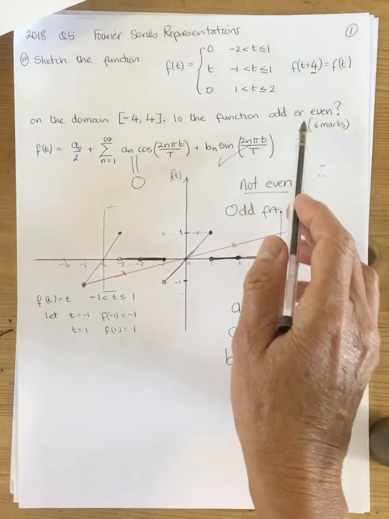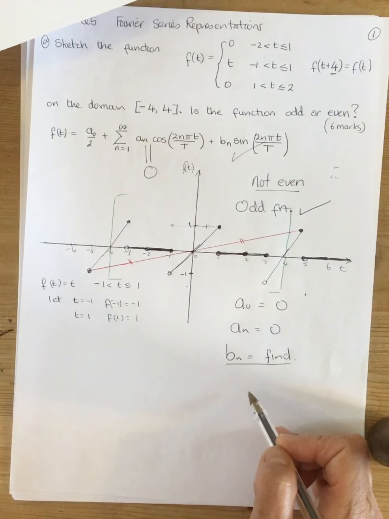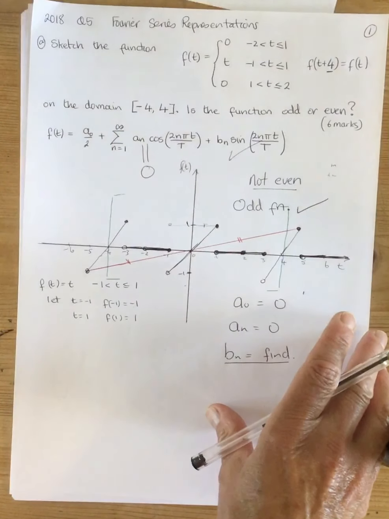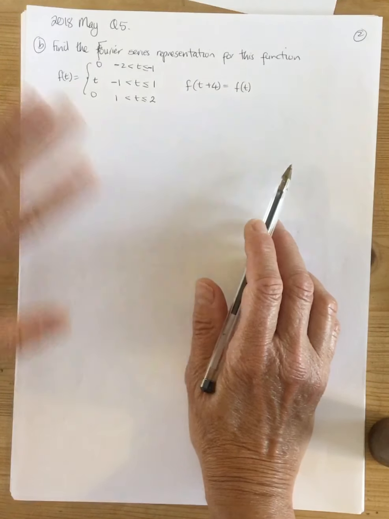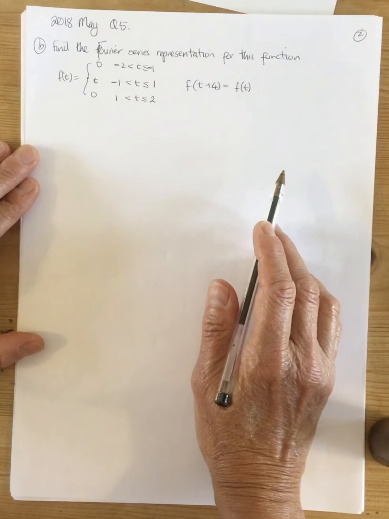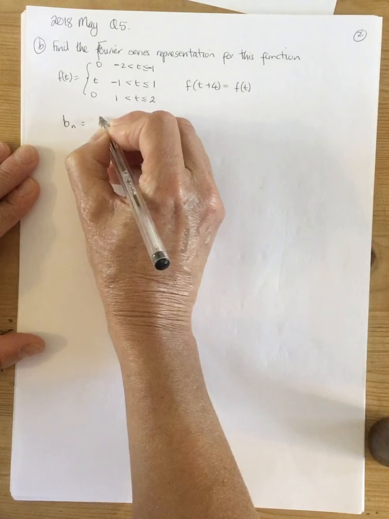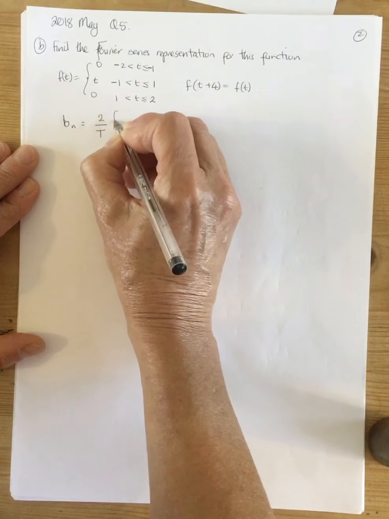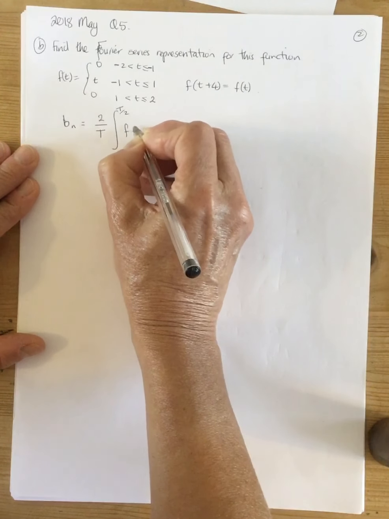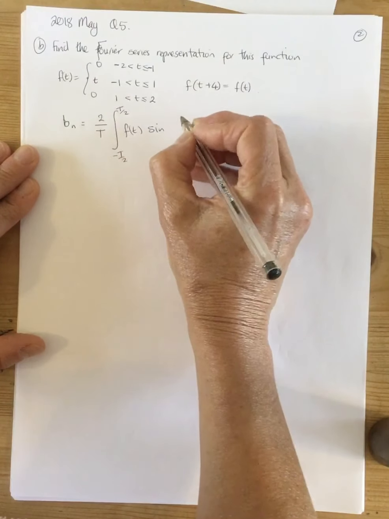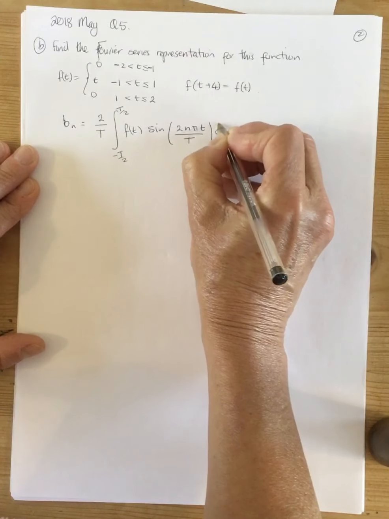Right then, so now the next part is, we've done it, we've sketched it, we've said that it is an odd function, which leads us to know that we need to find the bn values for the second part. The second part of this is to find the Fourier series representation for this function. So now we know a0 is 0, an is 0, and all we have to find is the bn. The formula for the bn that I'm going to use is 2 over capital T, where capital T is the periodic time, with the limits T over 2 and minus T over 2 of f of t sine 2n pi t over capital T dt.